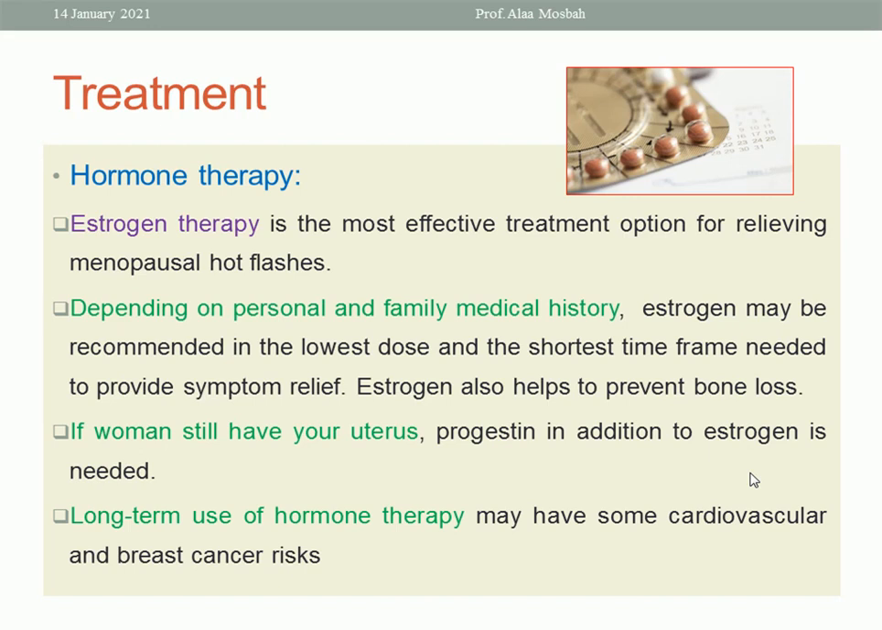Estrogen therapy is the most effective treatment option for relieving menopausal hot flashes. Depending on personal and family medical history, estrogen may be recommended in the lowest dose and the shortest time frame needed to provide symptom relief. So I'll try to give estrogen, but for the shortest time and with the smallest dose. This is important to avoid complications. Of course, estrogen helps to prevent bone loss. If women still have a uterus, you add progestin with estrogen to antagonize its action on the endometrium and to avoid the development of endometrial hyperplasia and endometrial carcinoma. Long-term use of hormonal therapy may have some cardiovascular and breast cancer risk, as we'll see.